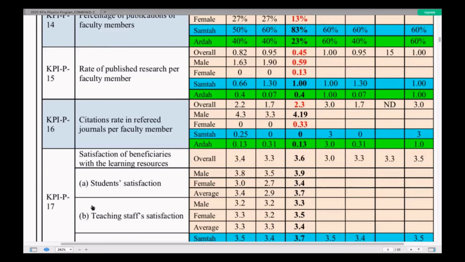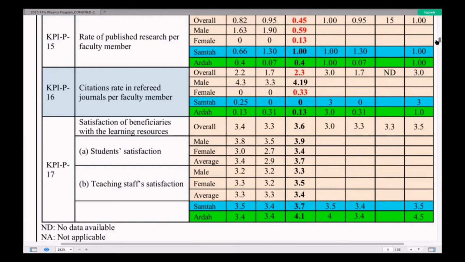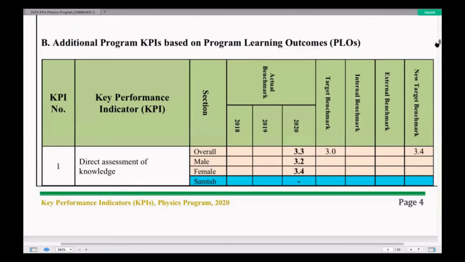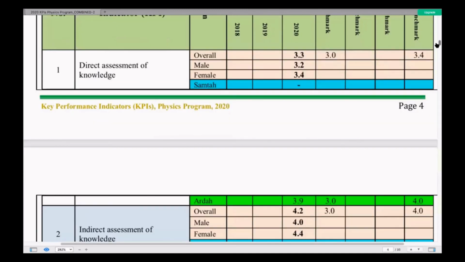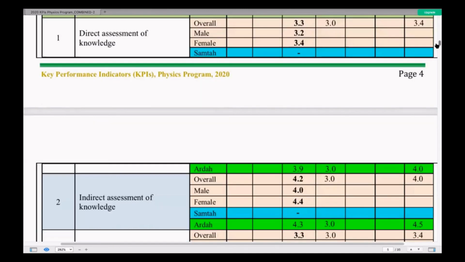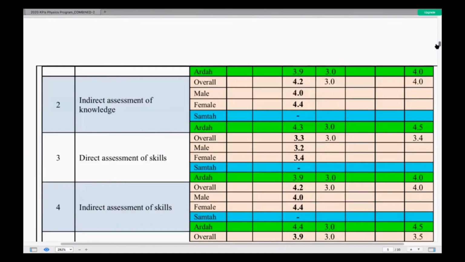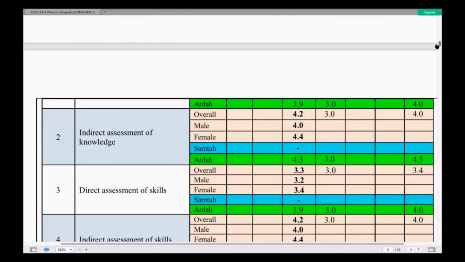KPI 17, I think, is okay, about the learning resources. So all campuses, branch and main, seem very good. About the KPI based on the LO achievement, basically good, 4.0.